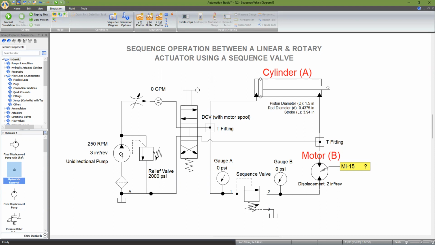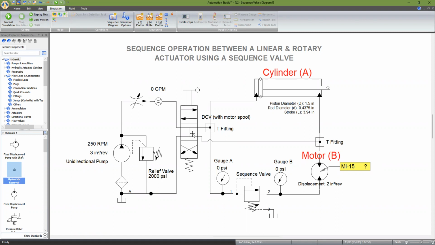I have a pump that runs at 250 RPM, has an internal volume of 3 inch cubed per revolution. I set the relief valve at relatively high pressure, so fluid does not tend to go through the relief valve, but rather travels mostly through the circuit.